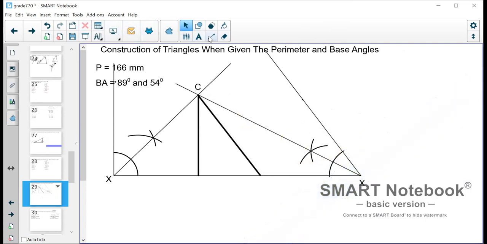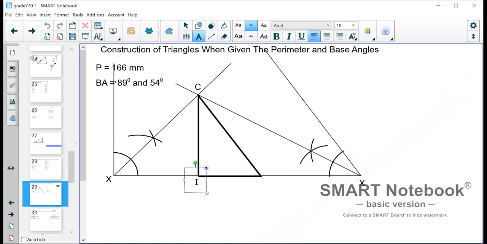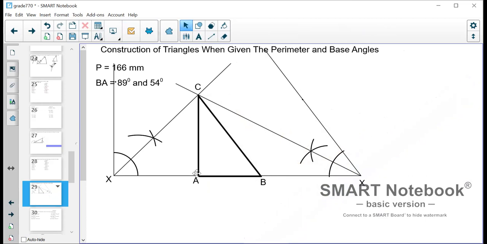And of course, where the two sides meet the baseline, we enclose that with a bold line. All right, and that now can give us the points A and B. All right, so the triangle ABC is the triangle that we are looking for.